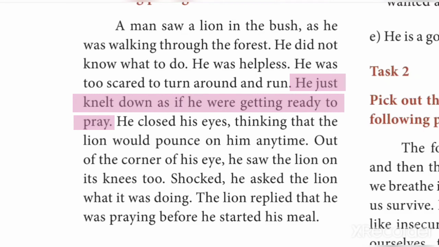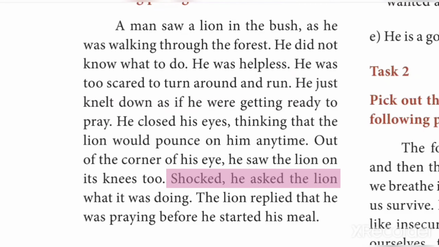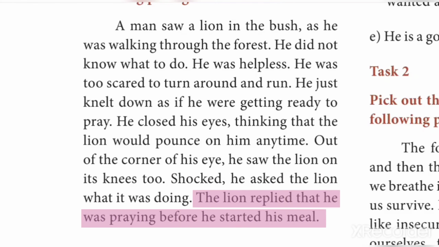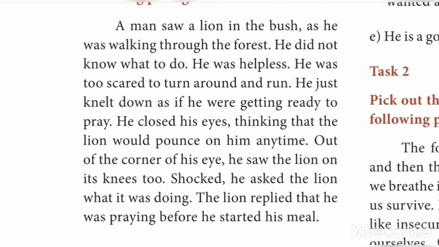And coming to the end of the passage, shocked, he asked the lion what it was doing. It is the third complex sentence. And the last one is, the lion replied that he was praying before he started his meal. So these are the 4 complex sentences in this passage.